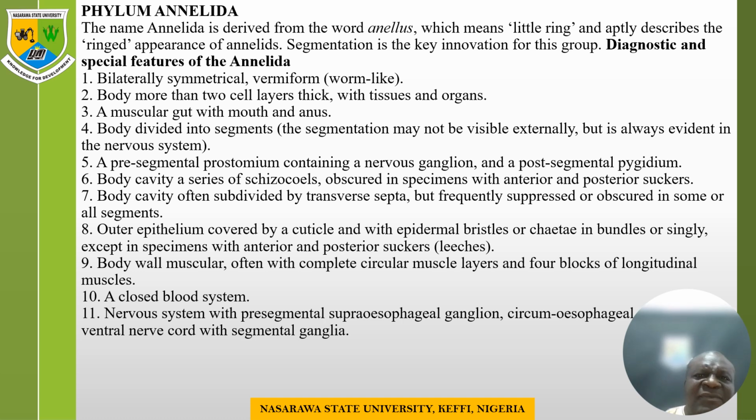And again, I want us to also look at another major organism in the phylum that is a typical example of the coelomate, which has to do with the phylum Annelida. The name Annelida is derived from the word annulus, which means little ring, and aptly describes the ring appearance of annelids. Segmentation is the key innovation of this group. The segmentation, as I mentioned, is metamerism, which has to do with segmentation.